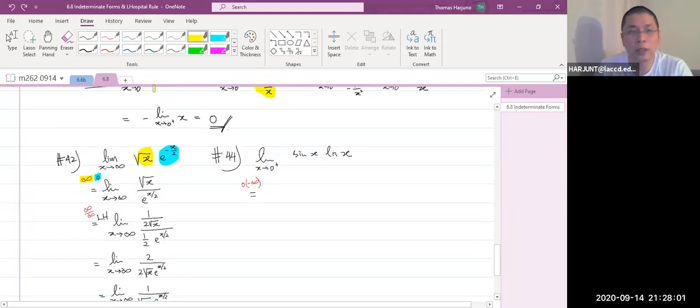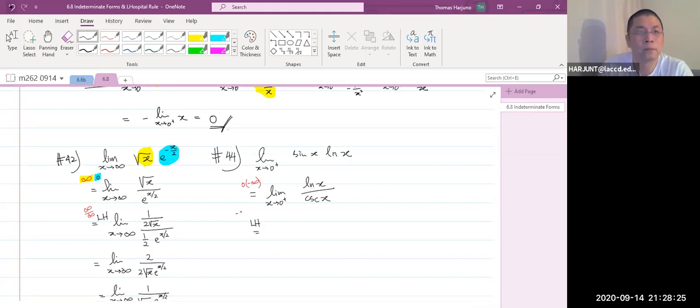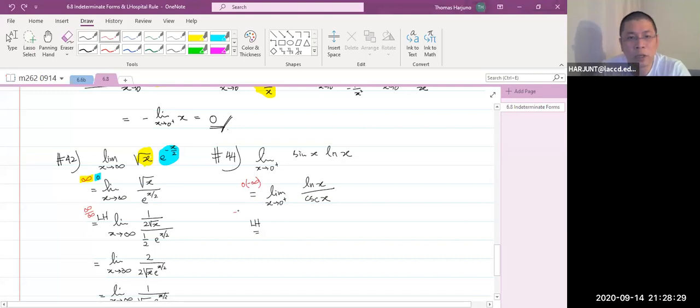So here I will modify this. I will make it limit x going to 0 positive of natural log of x over cosecant x. Then I apply L'Hopital rule. That will give me negative infinity over infinity. So when I apply L'Hopital rule, I get limit x going to 0 positive of 1 over x over the derivative of cosecant, which is negative cosecant x cotangent x.